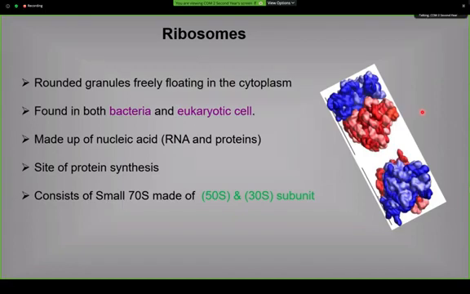You remember the eukaryotes have what? A larger 80S, built up of 40S and, no, big, no, 40 and 60.